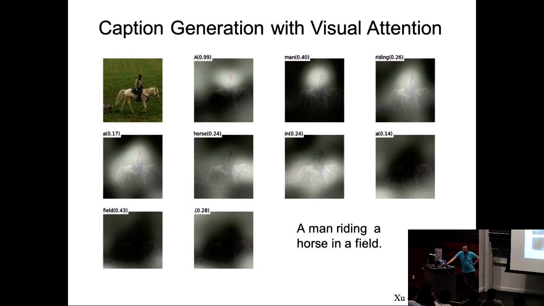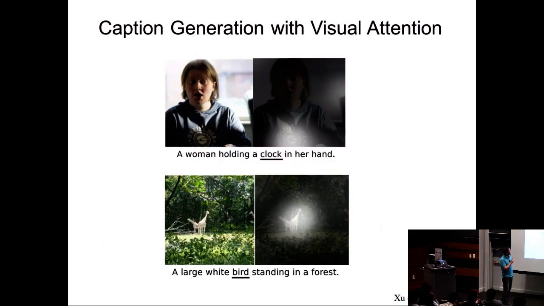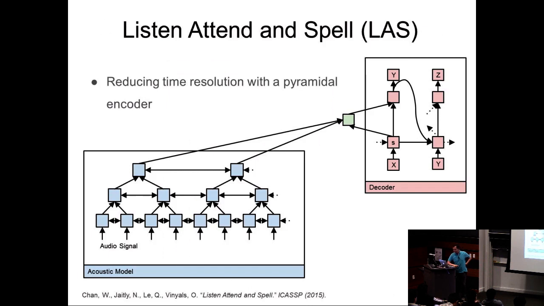Okay, so today we're going to continue looking at sequence-to-sequence models. If we don't finish, we'll finish next time. I've shown you this example of doing visual attention, right? And I think that we finished last time looking at both of these examples. Here's another example of reducing the resolution with a pyramid encoder.